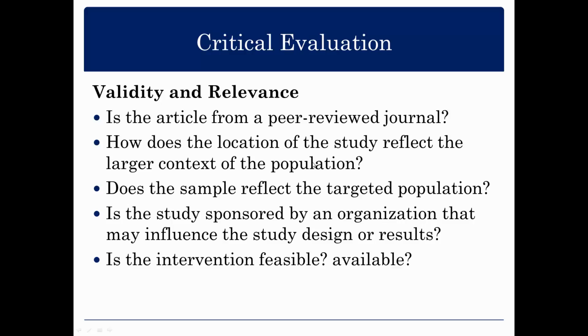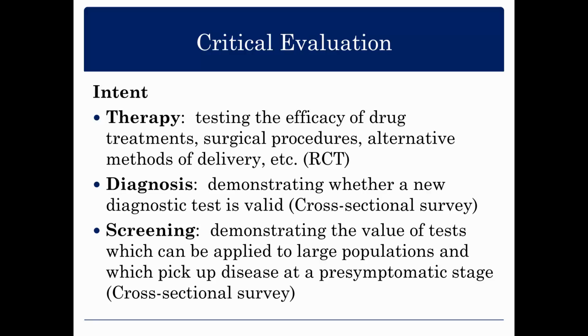How does the location reflect the larger context of the population? Does the sample reflect the targeted population? Are there any conflicts of interest that you can tell? Is the study sponsored by an organization that may influence the design of the study or the results? And then, of course, look at the intervention itself. Is it feasible, number one? An intervention that works really well is only as useful as it is available. So if it's not feasible or available, then it may not be a relevant result. You also have to look at the intent of the study.